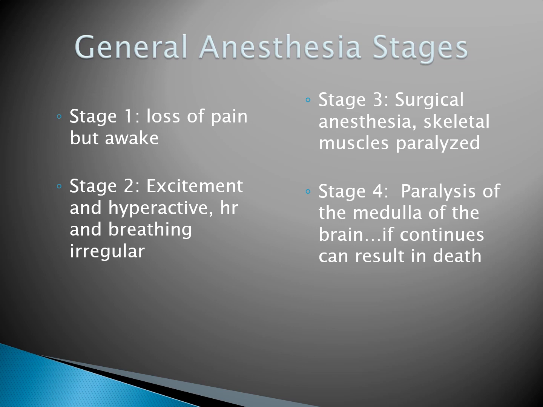Stage 2 is that excitement and hyperactive phase. The heart rate and breathing pattern become irregular. And this hyperactivity is due to the depression of the inhibitory neurons in the central nervous system. And that's what causes this excitement and the increase in heart rate and BP and that irregular breathing pattern.